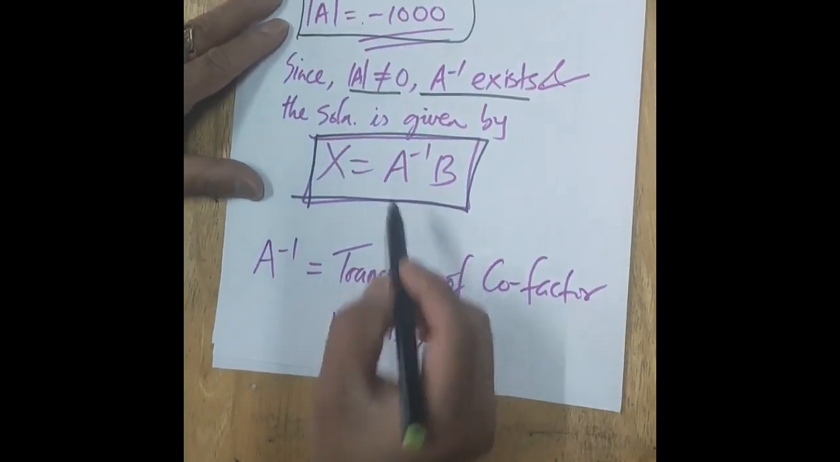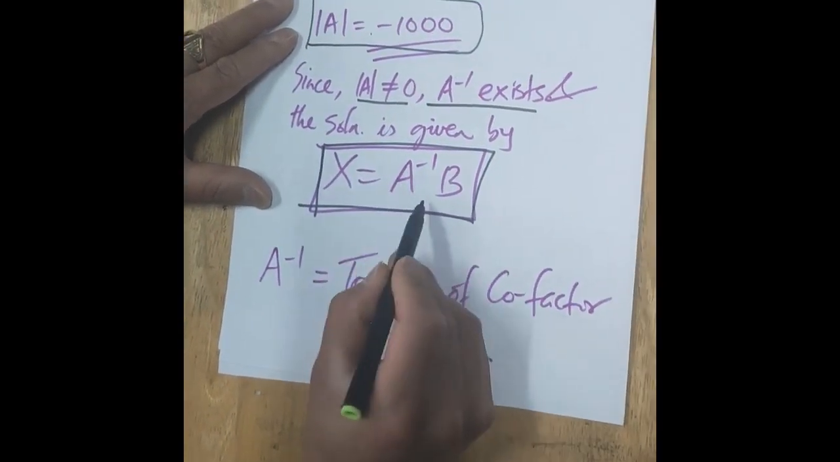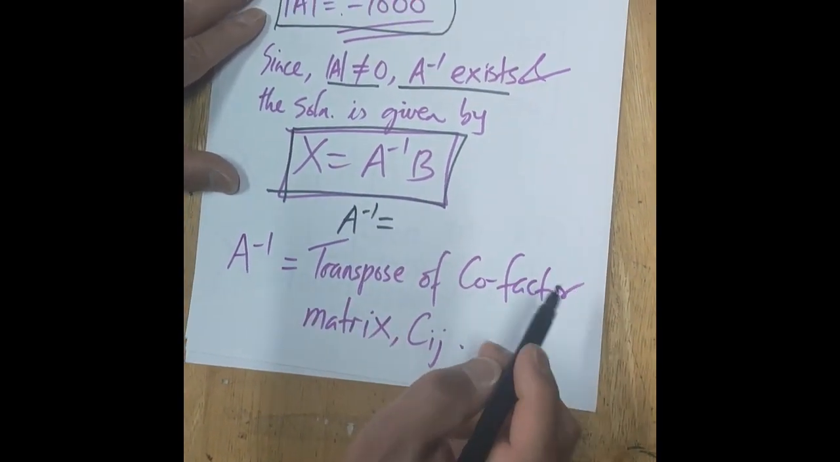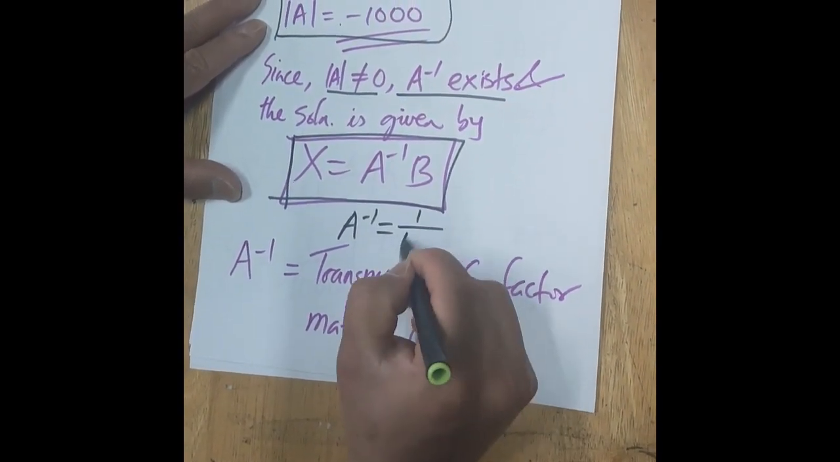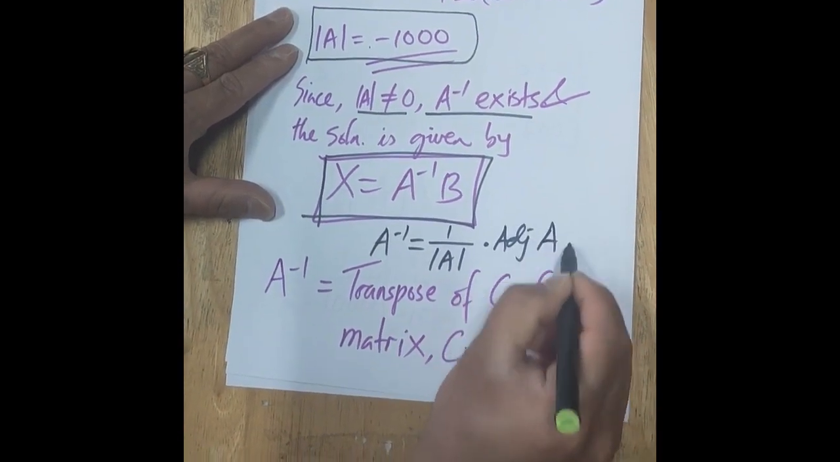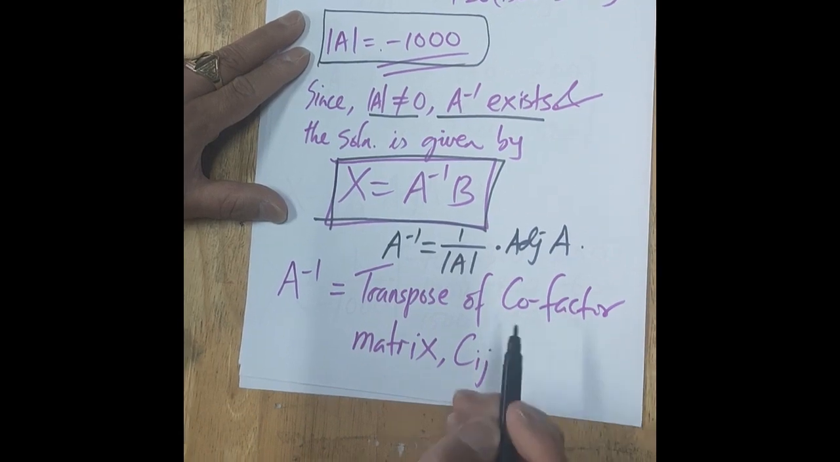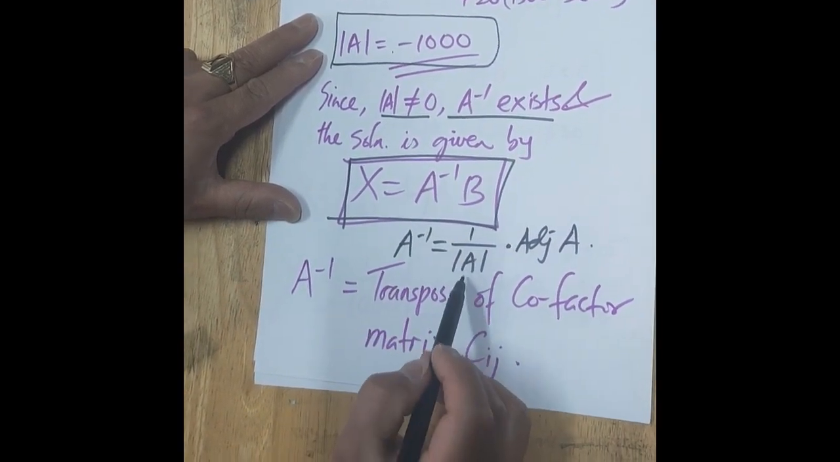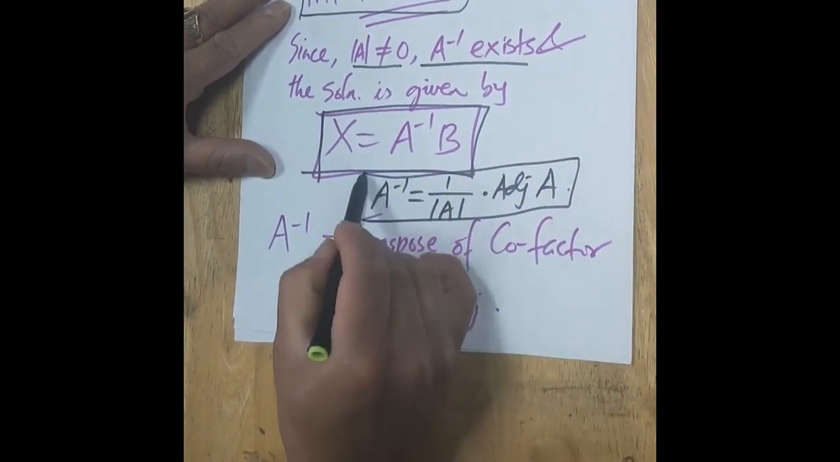So next, based on this formula, you have to obtain the value of A inverse. The formula to find A inverse is 1 by determinant of A times the adjoint of the matrix A. So A inverse is obtained by using the formula 1 by determinant A times the adjoint of matrix A.